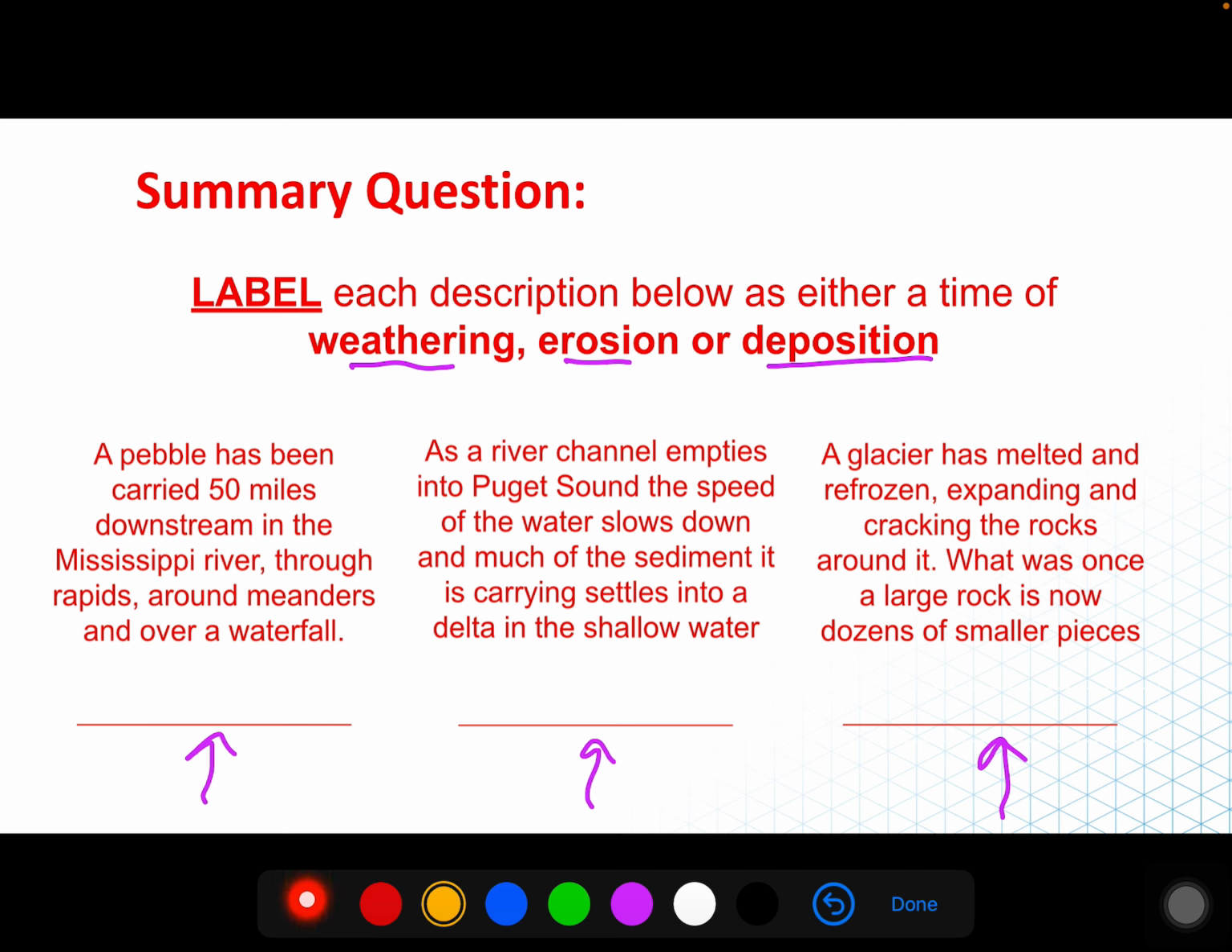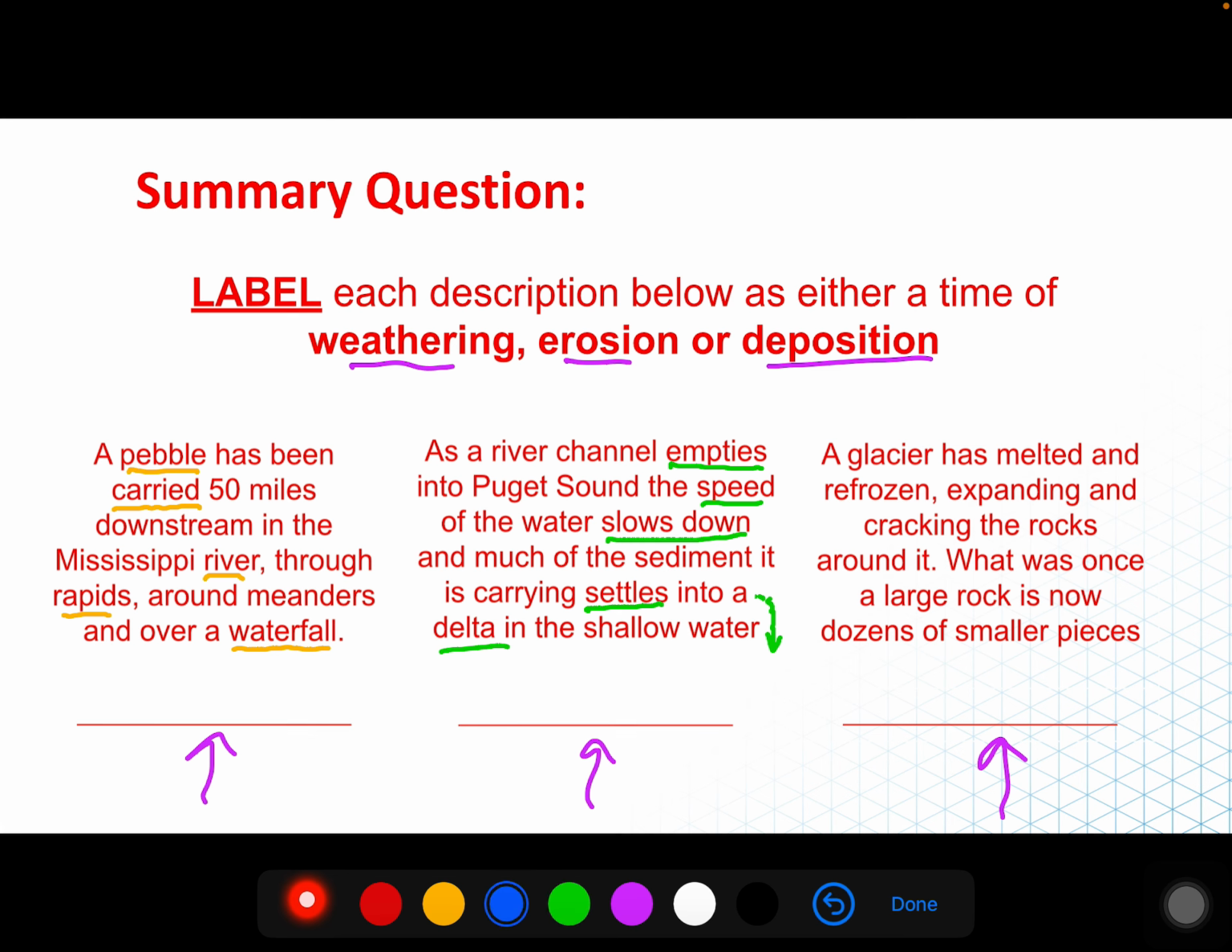A pebble has been carried 50 miles downstream in the Mississippi River through rapids, around meanders, and over a waterfall. So we've got a pretty powerful river carrying some sediment. Example 1. As a river channel empties into the Puget Sound, the speed of the water slows down. Puget Sound is like a bay, and a lot of the sediment is carried, settles into a delta in the shallow water. So settles, what we mean is it's falling out and finding a resting place at the bottom of the shallow water.